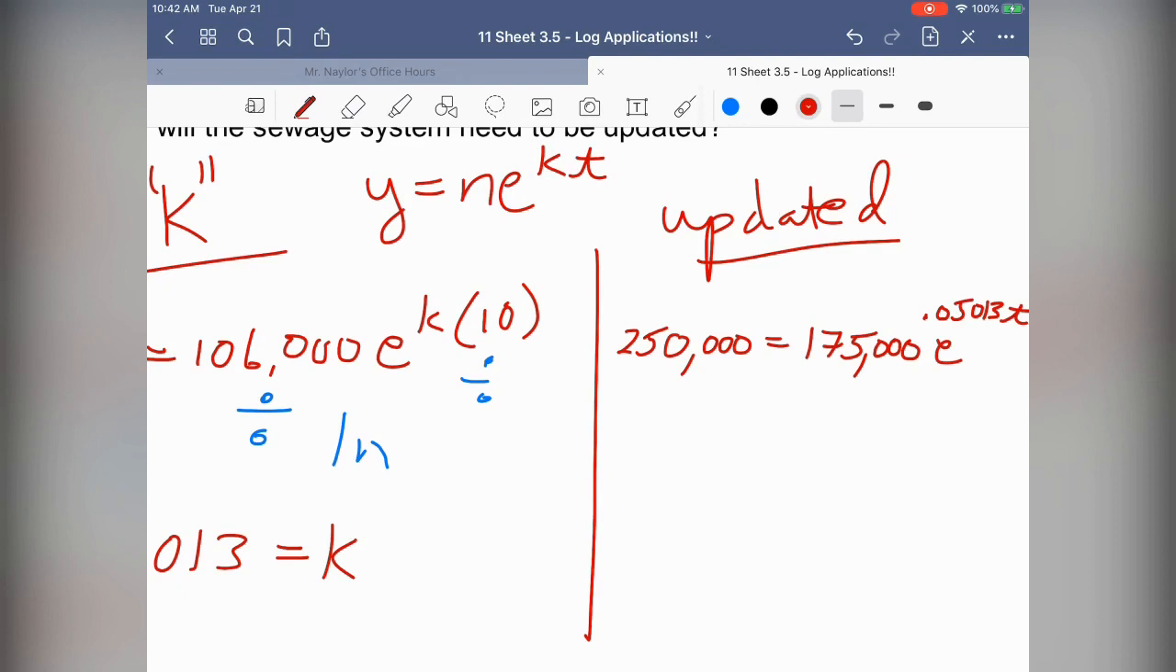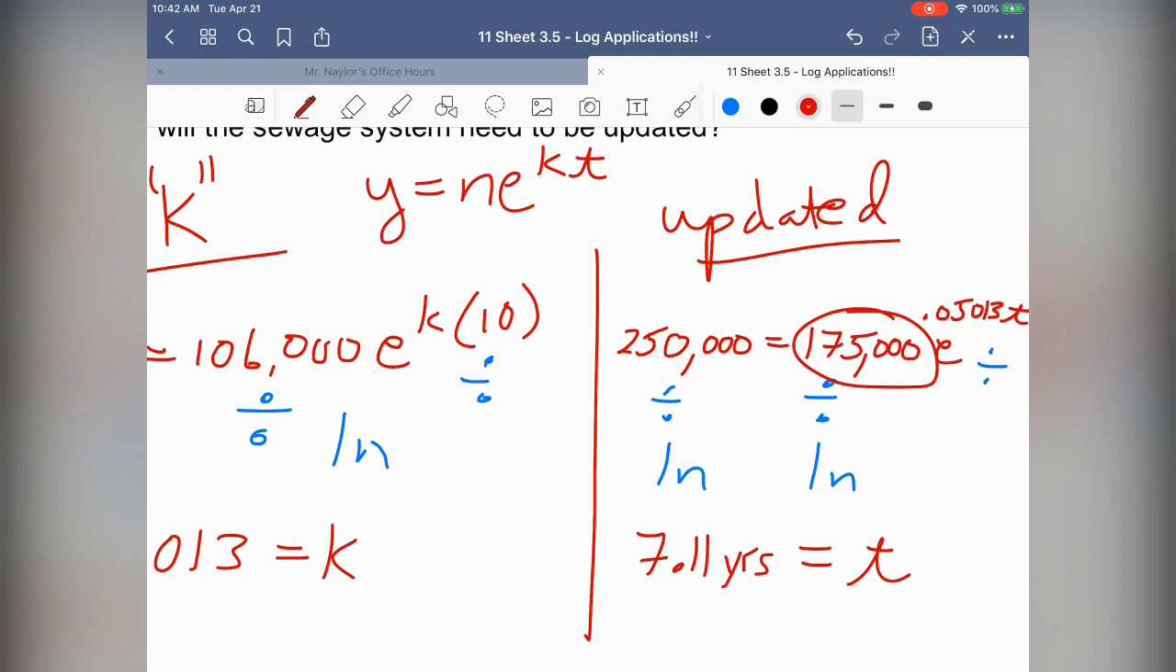And it looks like we have ourselves the same type of algebra. Again, divide both sides by 175,000, do the ln of both sides, and don't forget to finish by dividing by your k value. So here we'll know that the system's going to need updated in 7 years. Now, of course, that's 7 years from our new starting point, 7 years from 175,000.